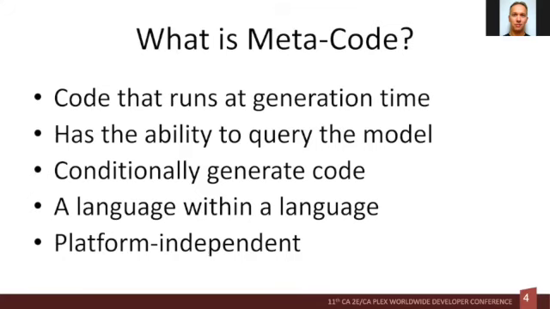So what is metacode? It's code that runs at generation time. When you're doing your generation in the generation window, that's when it's running. You see it in your action diagram, and it does whatever it's told to do. It has the ability to query the model, so it knows about triples, about the model configuration, about the inheritance path of various objects. Depending on the triples and all those things, it can generate different code.